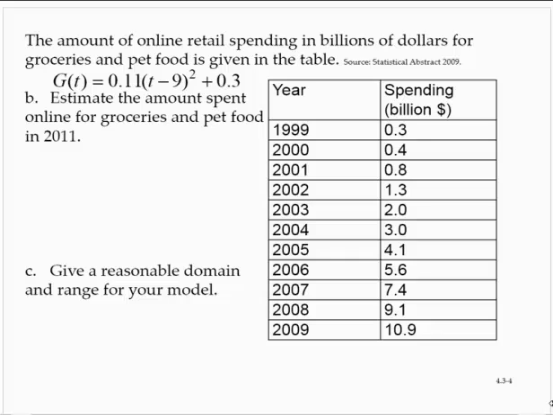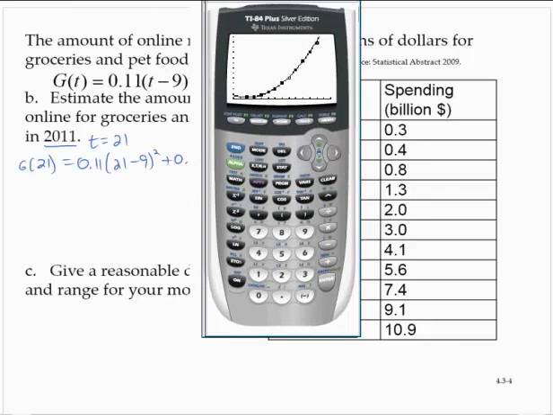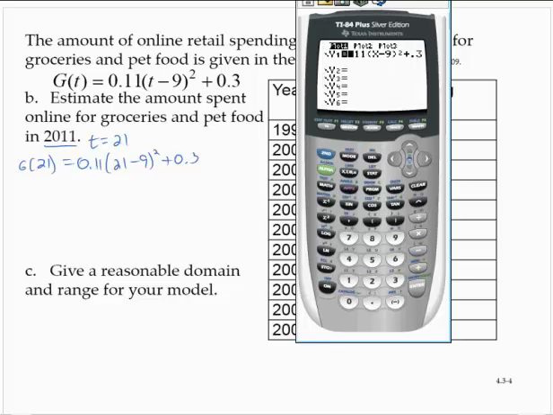Estimate the amount spent online for groceries and pet food in 2011. 2011 would be T equals 21. So then G of 21 would be 0.11 times 21 minus 9 squared plus 0.3. So on the calculator, 0.11 times 21 minus 9, quantity squared, plus 0.3. Enter that. 16.14.